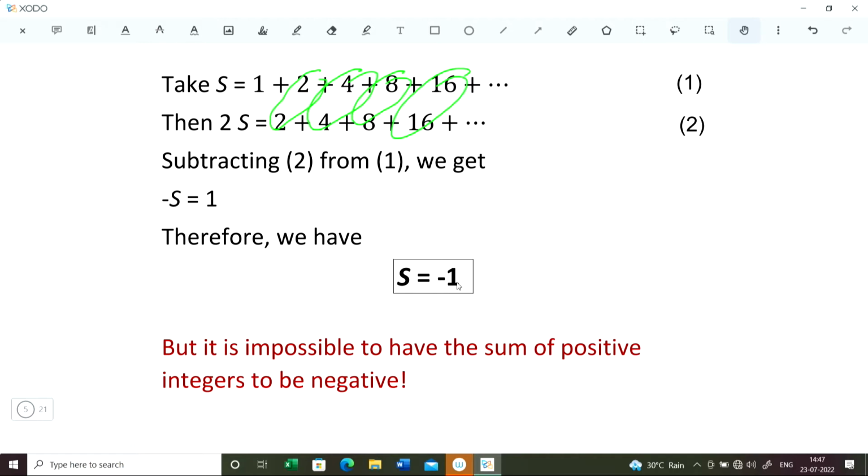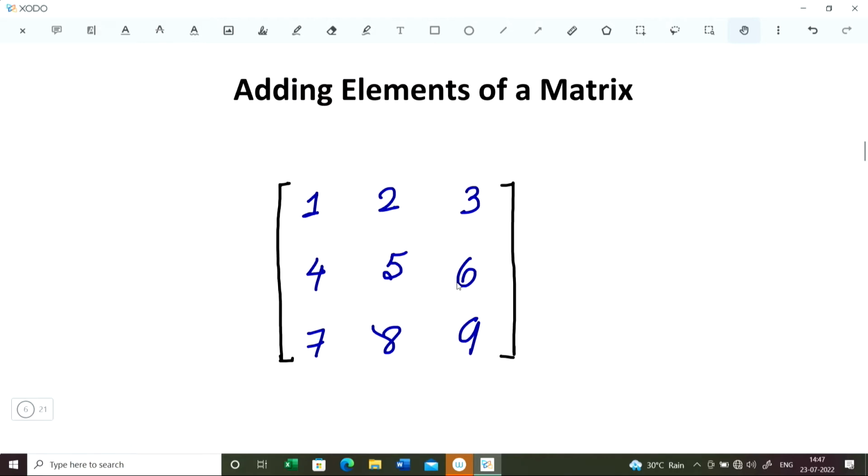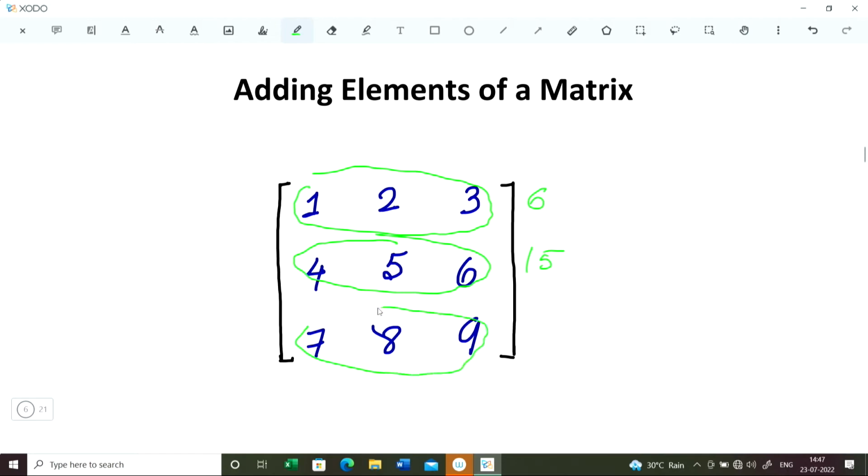We can hold our thought on this one, and we turn our attention to adding elements in a matrix. I have this matrix and I would like to do two things with it. First, I'll try to find the sum of each row in this matrix. So can you tell what is the sum of this row? It turns out to be 6. The sum of this row turns out to be 15. This turns out to be 24. What is the sum?